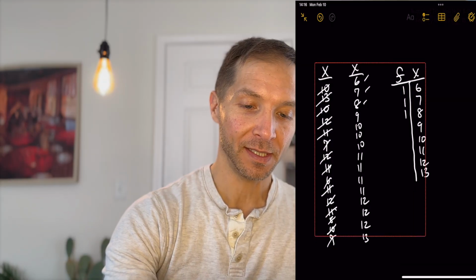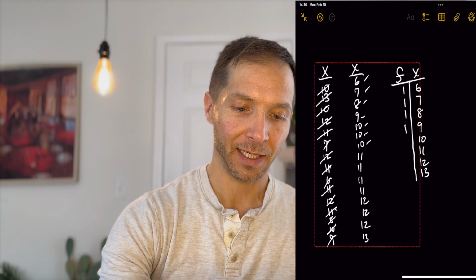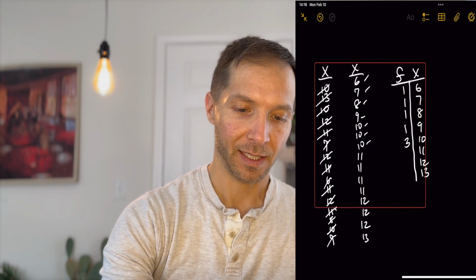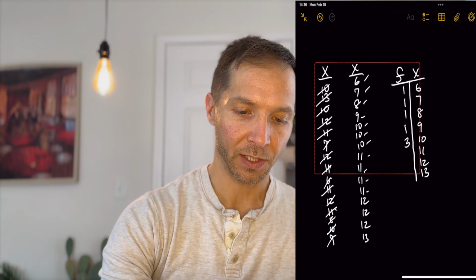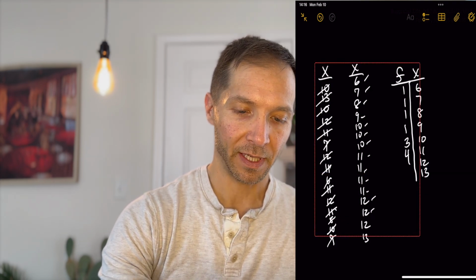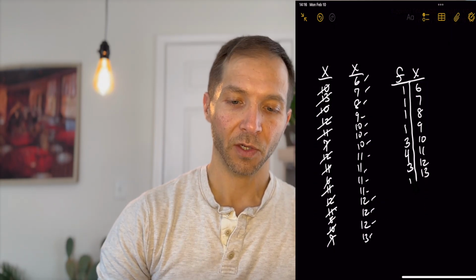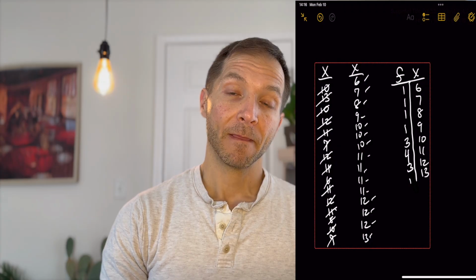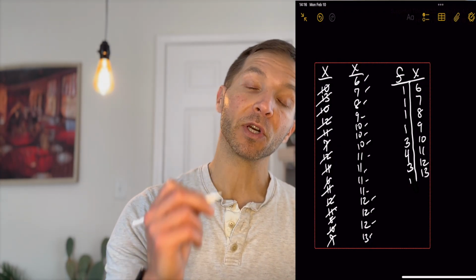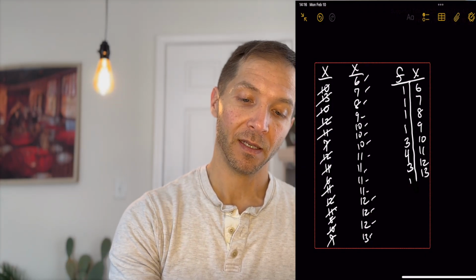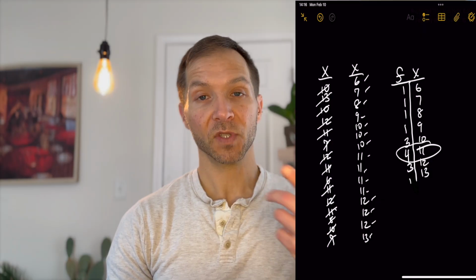6, I see just once. 7, just once. 8, just once. 9, just once. 10, I see 1, 2, 3. So 3 of those. 11, I see 1, 2, 3, 4. 4 11s. 12, 1, 2, 3. I see 3 12s. And 1 13. Great. That's our frequency plot. So now the original question, what is our mode? Which number occurs most frequently in our data set? 11. Perfect. Excellent.